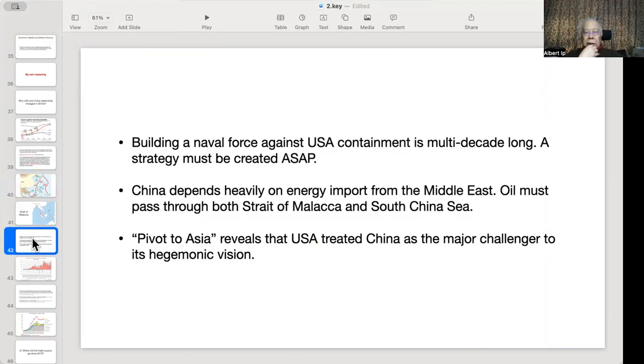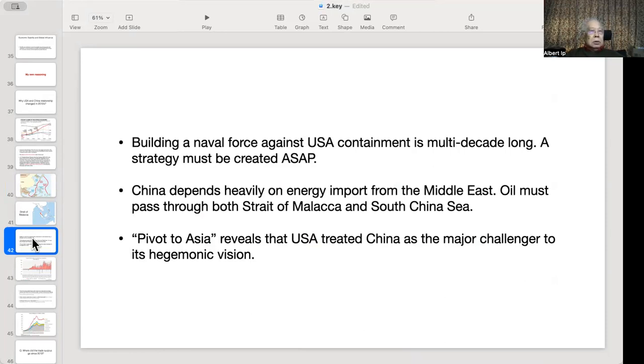One way is to build a naval force to counter the US containment. But unfortunately, building a naval force is a multi-decade endeavor. You cannot build a naval force in a year. 10 years is almost the fastest way.